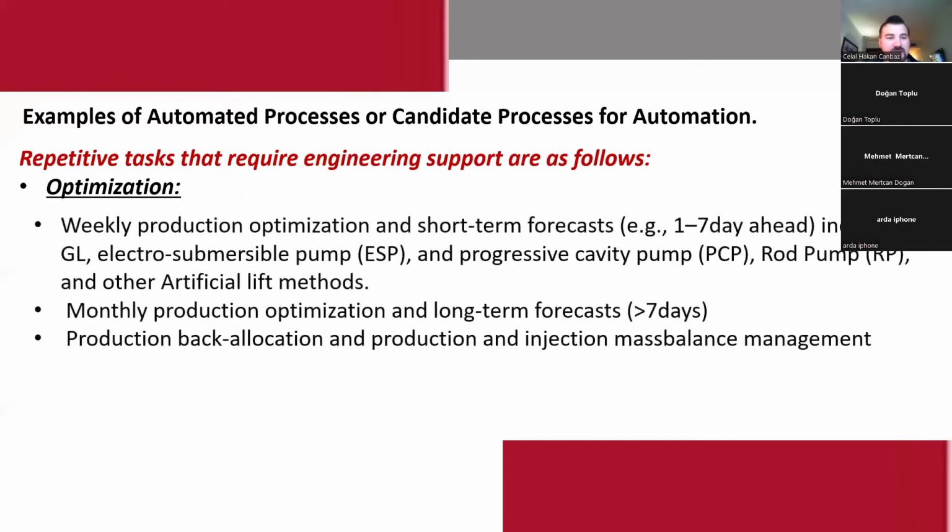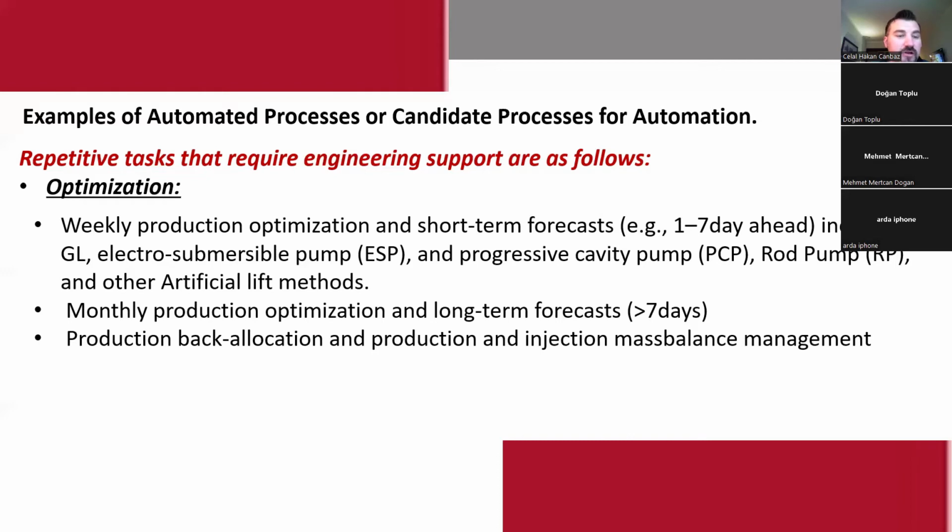So for this one, we can say that weekly production optimization and short-term forecasts are part of that, 1 to 7 days ahead, including the GL (gas lifting, by the way, I forgot to write it), electro-submersible pumps, ESPs, progressive cavity pumps, PCPs, rod pumps, RP, and other artificial lift methods, okay? And then monthly production optimization and long-term forecasts, more than 7 days, up to a month or on a quarterly basis also.